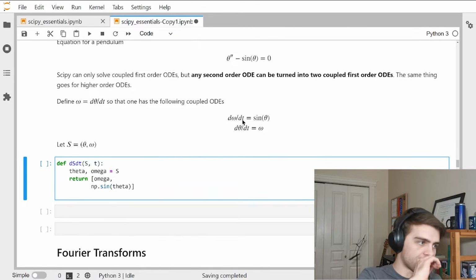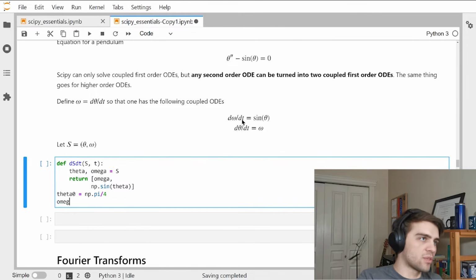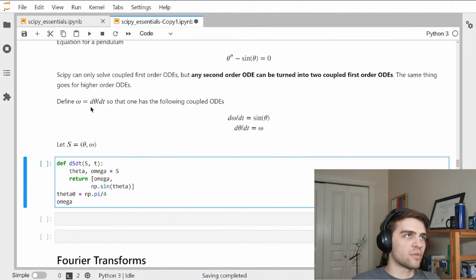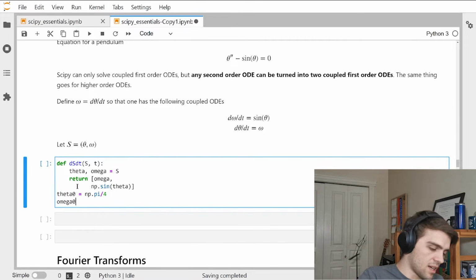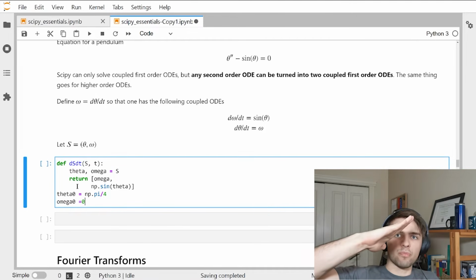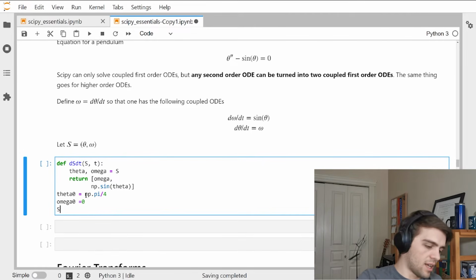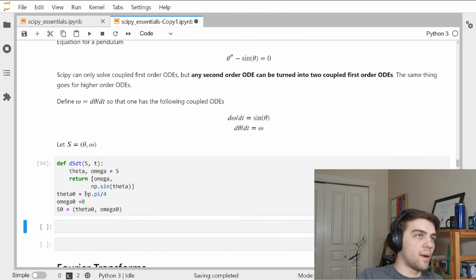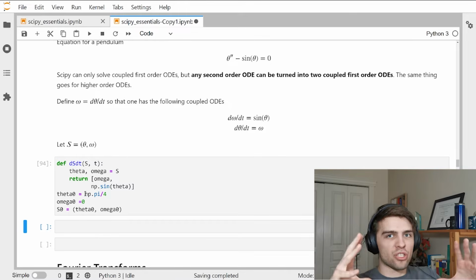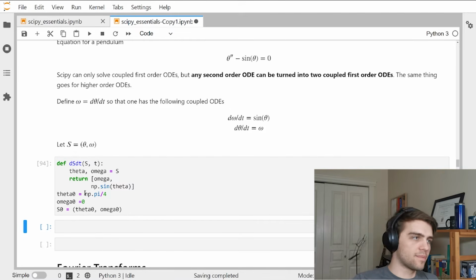So that's dS/dt. I'll put my initial angle of the pendulum is equal to np.pi over 4. And my initial angular velocity, you'll note that omega is the angular velocity by definition, is equal to 0. So it's starting at an angle of pi over 4, and then it will rotate back and forth. And then my s naught, of course, is just equal to theta naught, omega naught. And now I need to actually solve the ODE, get the solution, and then plot what it looks like.